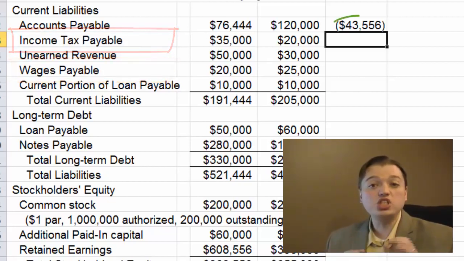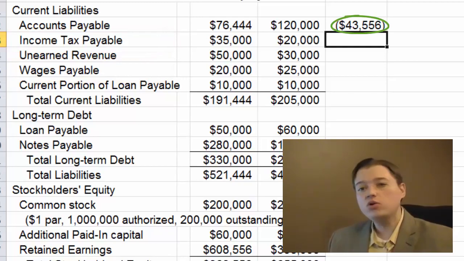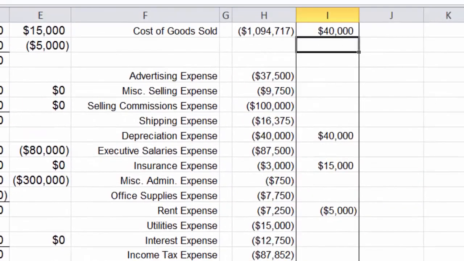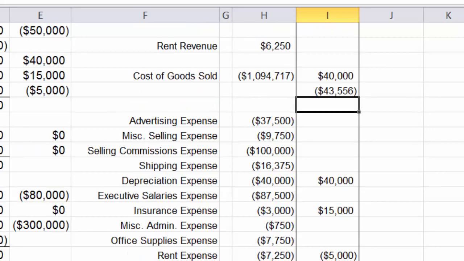So for now, this is just for the purchase of inventory, which means it matches up with my cost of goods sold. And there's my value right up here.